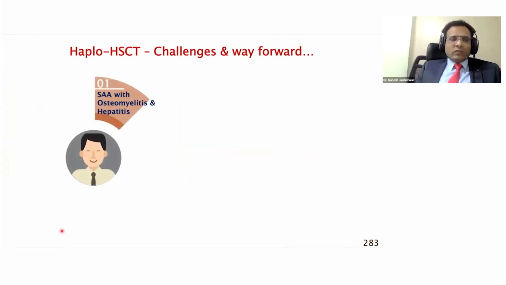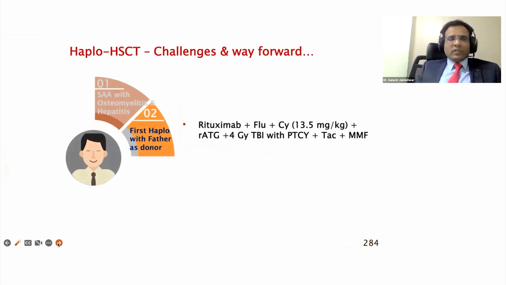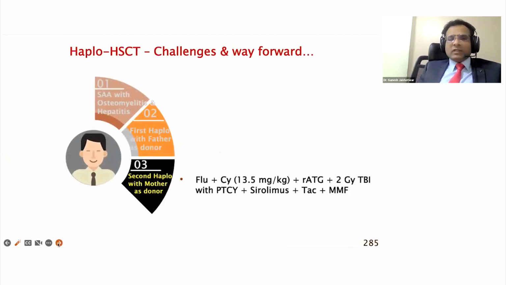This is again a boy with severe aplastic anemia with osteomyelitis of the pelvic bones and hepatitis, resolved with supportive care and antibiotics, and then he's taken for first half match transplant with father as a donor. Unfortunately, he rejects the father's stem cell graft, and has a second half match transplant with mother as a donor.